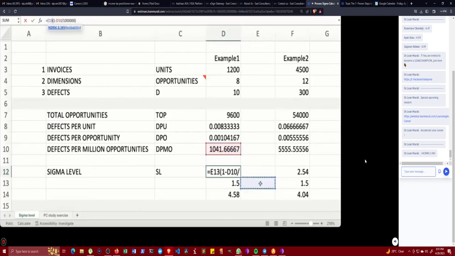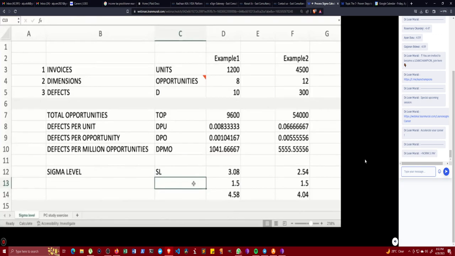When you use that function, you will get what is called the short-term sigma value. Now, when the process continues to operate, there will be so many factors that will affect the process. And statisticians have proved that in the long term, it will shift by 1.5 sigma.